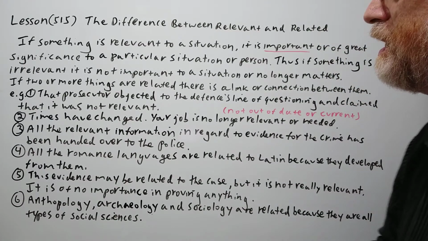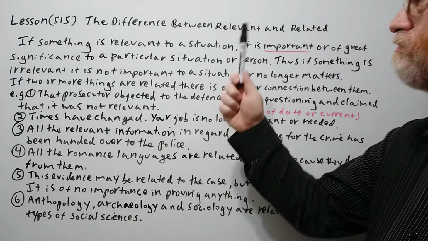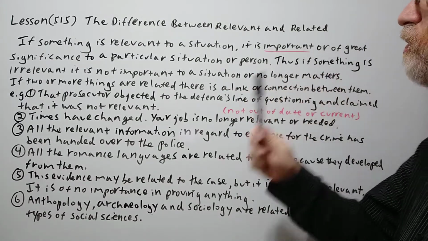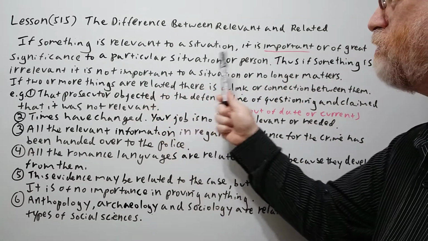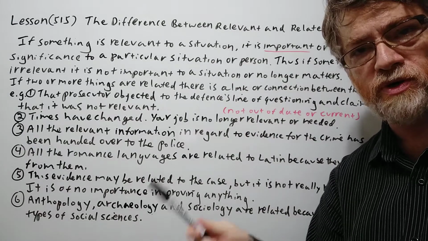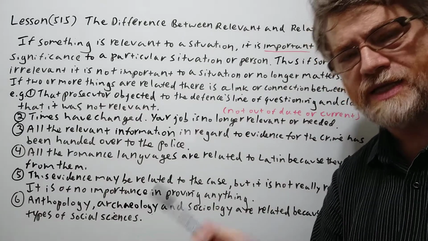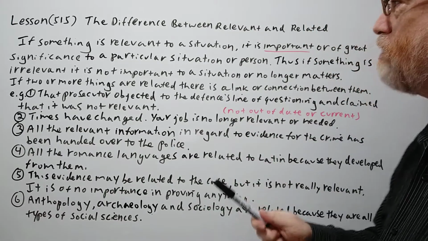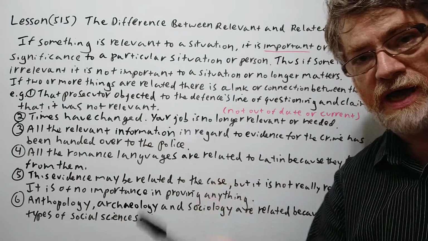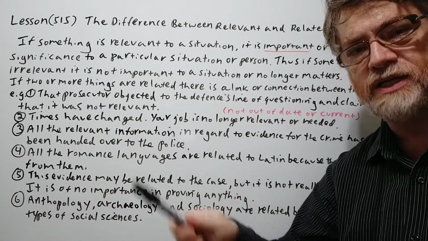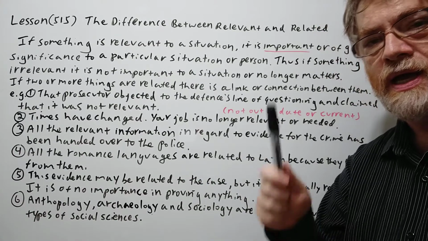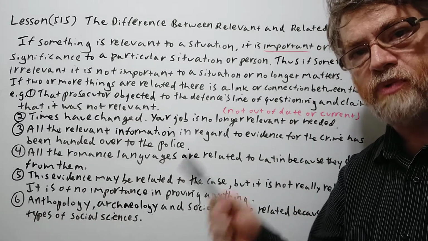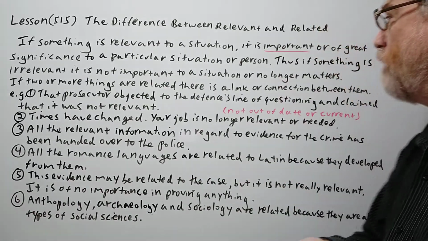Let's get right to it. If something is relevant to a situation, it is important or of great significance to a particular situation or person. This is one that often comes up in class. Students always ask this. Now, of course, if something is relevant, it has to have a connection to it. So it has to be related in some way. But it must also be important or significant in some way.